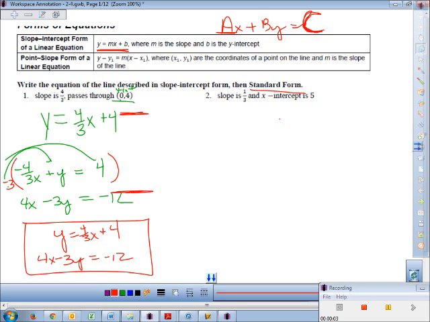Okay? So let's go again. Number 2, they tell me a slope, correct? They also tell me a point.